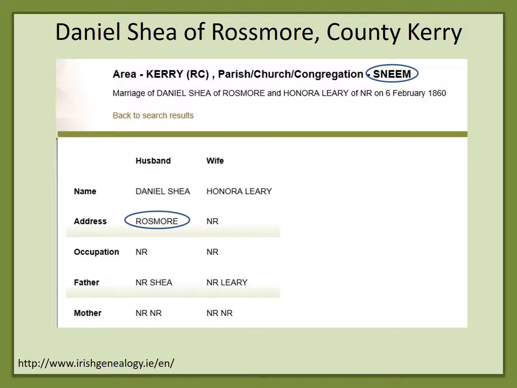First, let's select an individual to study. From the irishgenealogy.ie church records collection, we have a marriage record for Daniel Shea of Rossmore townland in County Kerry, who married Honora Leary in the Sneem Roman Catholic parish in 1860. The RC in the record title tells us that Sneem is a Roman Catholic parish. To search for Daniel Shea in Griffith's Valuation, you first need to determine the civil parish.